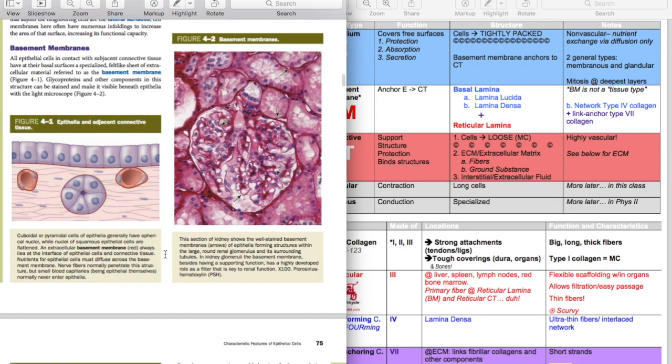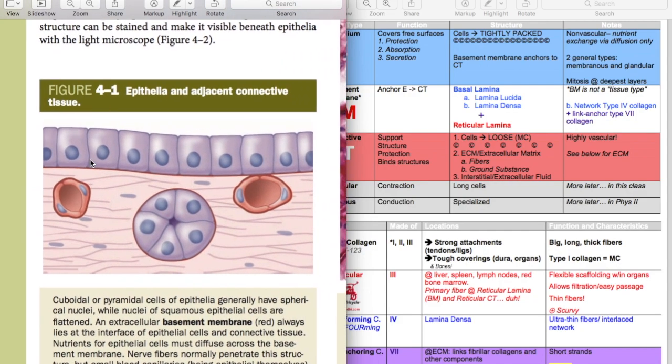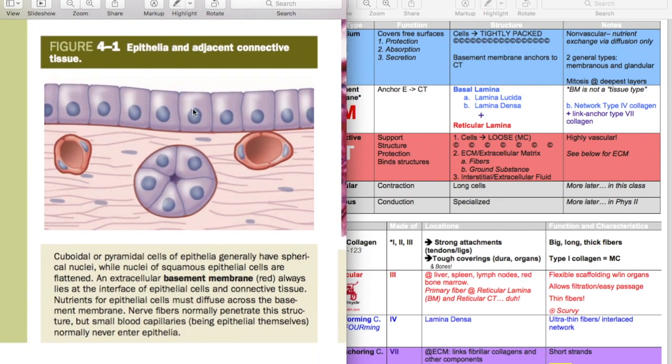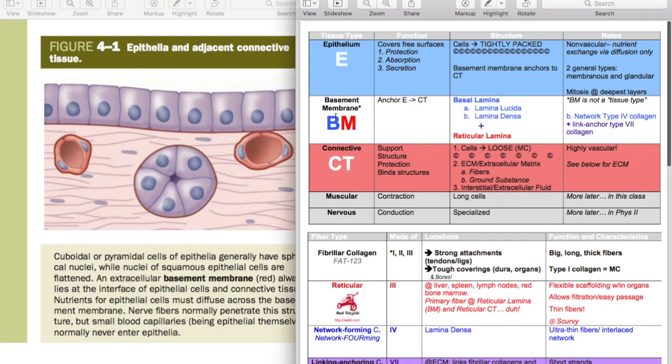This is your Junqueira text, and this is an image that is going to be shown in your class, on the left, of epithelia and adjacent connective tissue. So you've got superficial overlying epithelial tissue. Notice the cells jammed together here. Let's zoom in a little bit. These cells are jammed together real tight. That looks like epithelial tissue, and it is. And then below it is this red line. The red line is our basement membrane, okay?